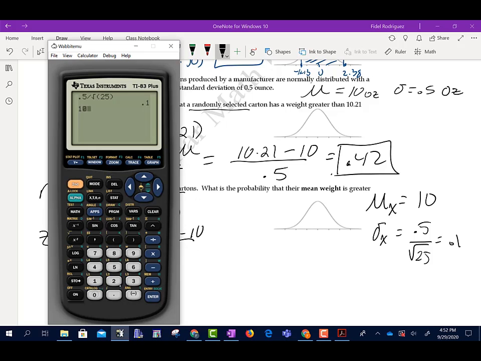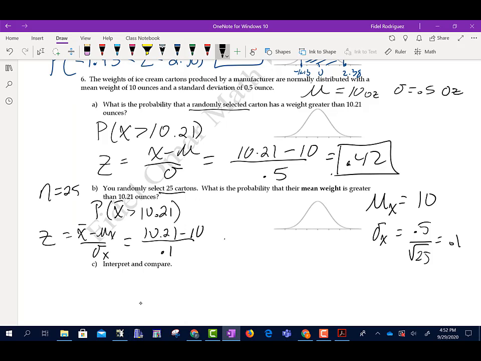Okay. So 10.21 minus 10 divided by 0.1 is 2.1. Okay. Z is greater than 2.1. Okay. So again, here's my Z0, here's Z1, here's Z2. So 2.1 is going to be going this way, right? I'm looking for the area underneath the curve over there.